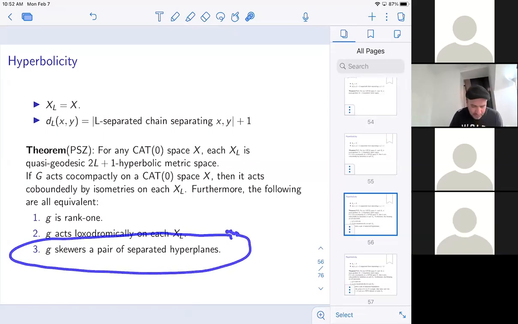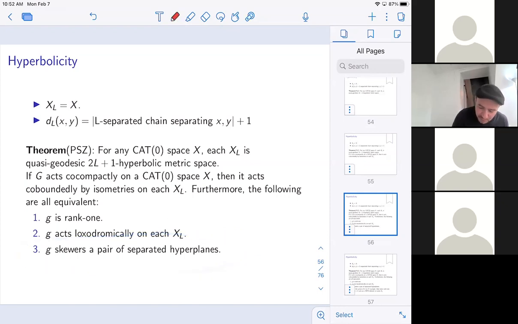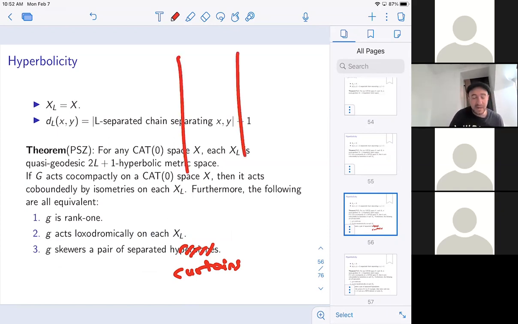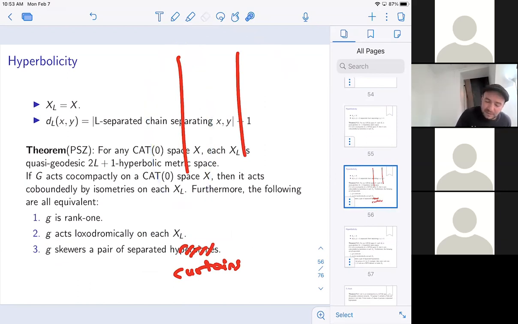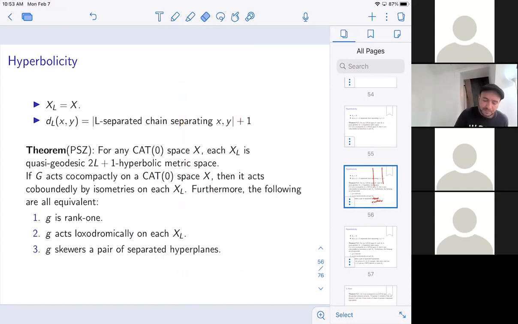And the third item here, sorry, this should be curtains. The third item just means that you have a pair of separated curtains. They're L-separated for some L. And skewering them just means that you have an element G that moves this curtain inside the other curtain. That's what it means to skewer a pair of separated curtains.